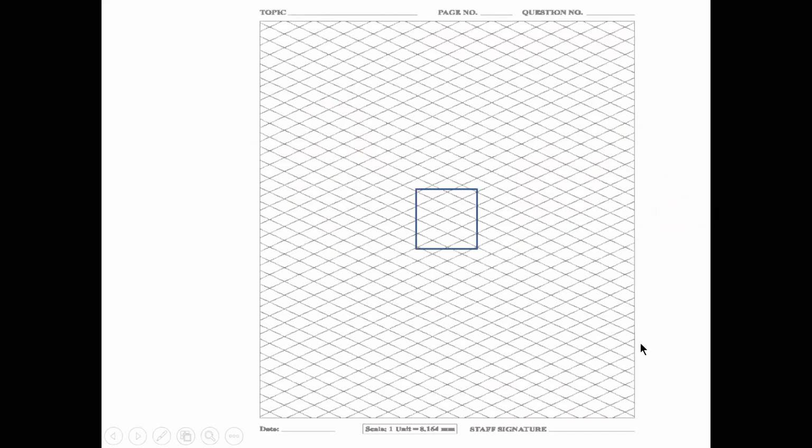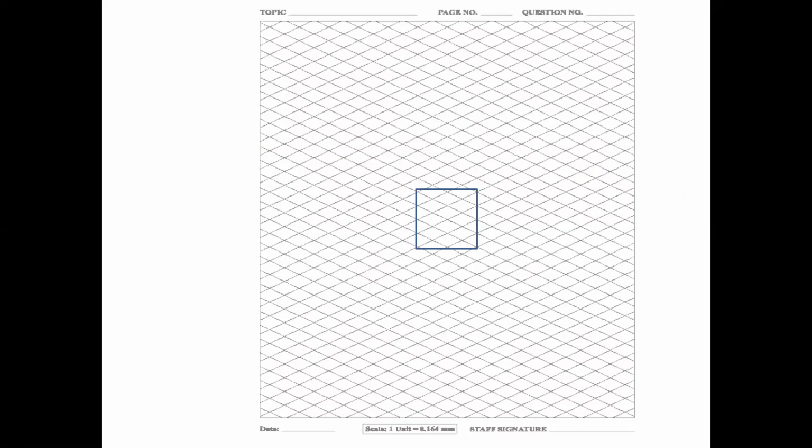This sheet I already sent you as a PDF. You can open that. Those who already have the isometric sheets in your sketchbook, you can open that. It is there in your last pages. So this is called an isometric sheet. These isometric sheets are already converted and printed to the isometric scale. So there is no need to convert any values here. You can directly use the values.